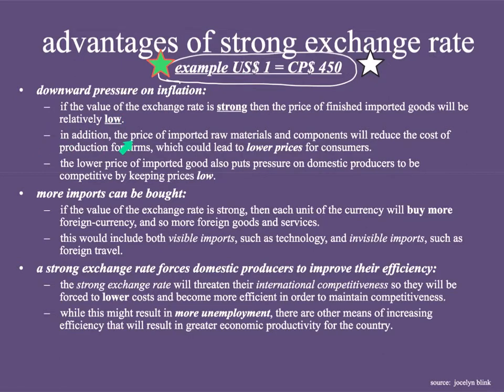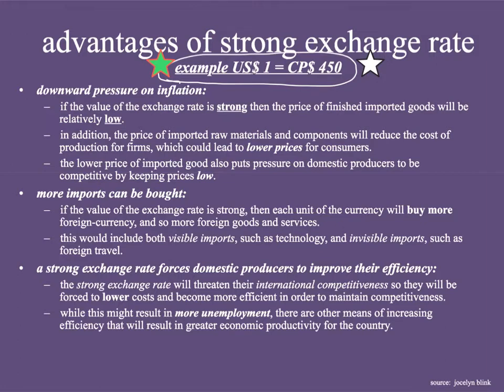In addition, the price of imported raw materials and components will reduce the cost of production of firms, which leads to lower prices for consumers. If you're importing raw materials, say oil, and 450 pesos will get you a dollar, then the price of oil is relatively cheap, as opposed to the peso being weak, at 710, which is the next video. Then you need 710 pesos to buy $1 to get your oil. The lower price of imported goods also puts pressure on domestic producers to be competitive by keeping prices low. Okay, so that is reason number one.